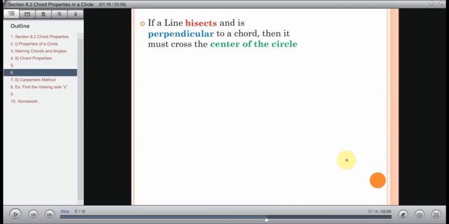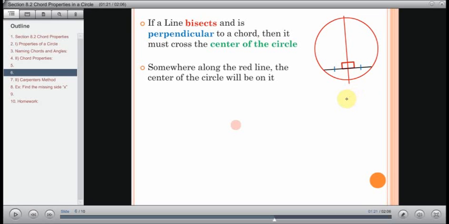Okay, another one. And again, all these little properties here, they kind of mean the same thing. They're just saying it in different ways. If a line bisects, or sorry, if a line bisects and it's perpendicular to the chord, then it must go through the center. So all these three things about being perpendicular, bisecting, and going through the center, they're all related to each other. So somewhere along the red line, the center circle dot will be on this red line. And boink, here it is.